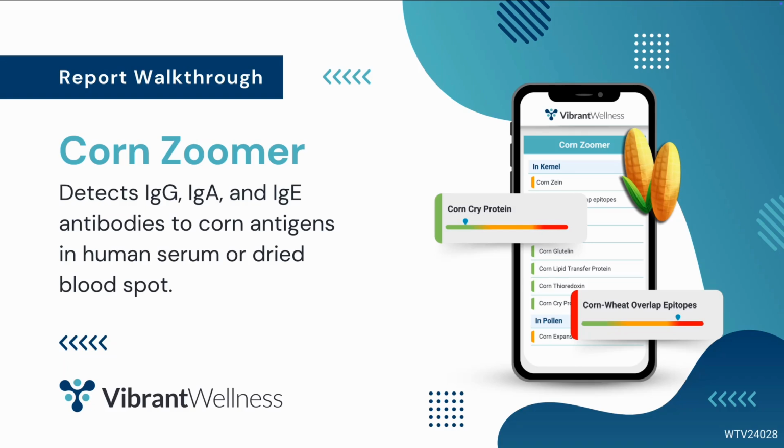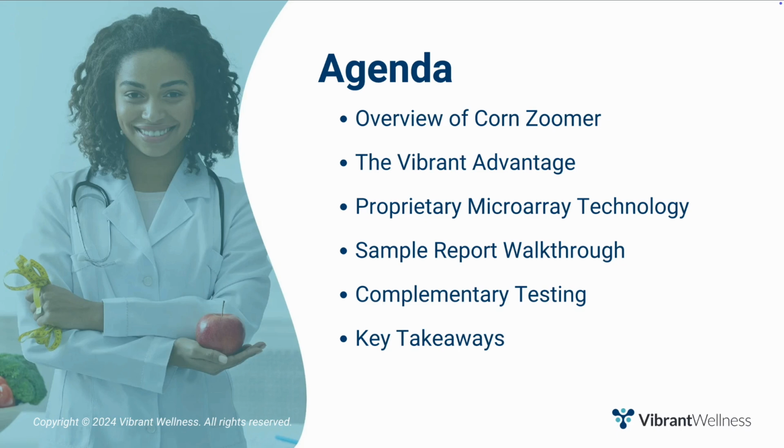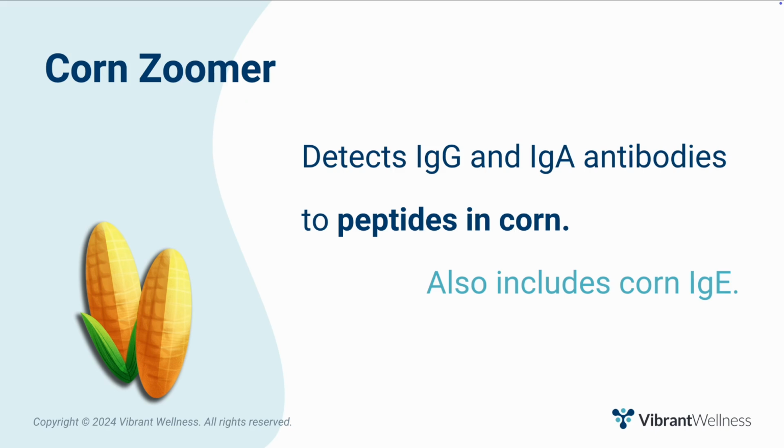In this video, you'll get a quick overview of the Korn-Zoomer test. I'll explain the Vibrant advantage and the technology used. Then I'll walk through each section of the test, highlighting key features. I'll also suggest complementary tests and end by summarizing the key takeaways and where to go for additional information.